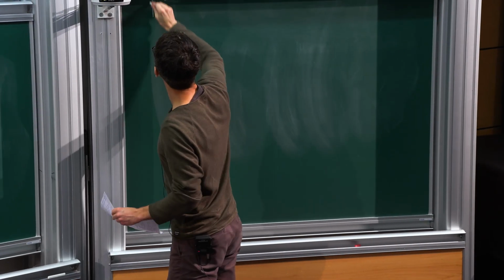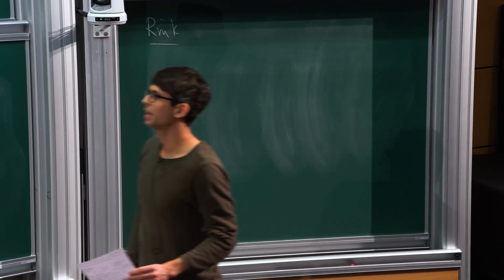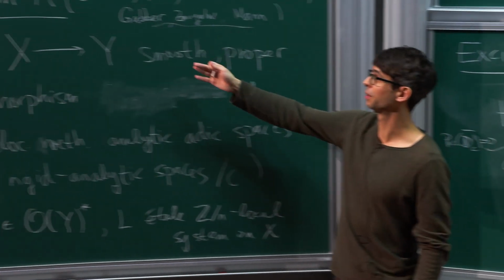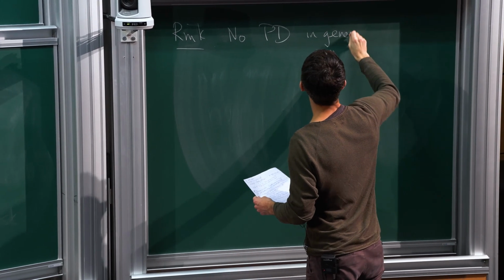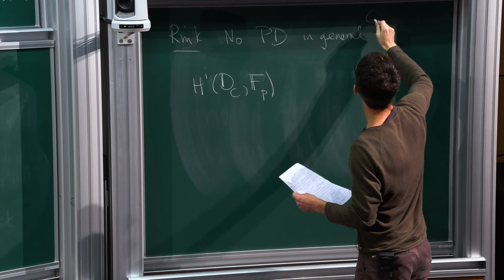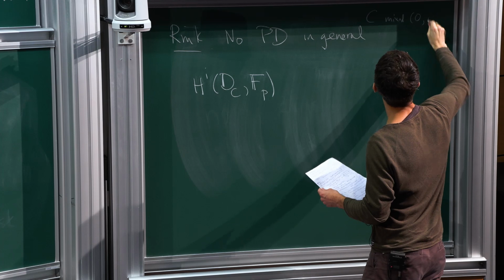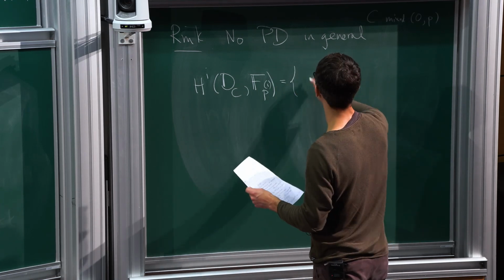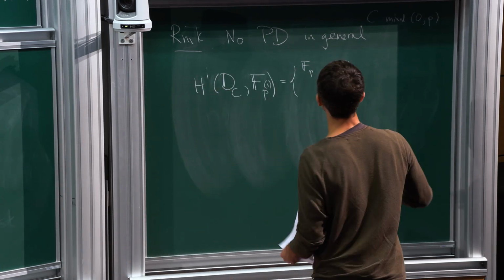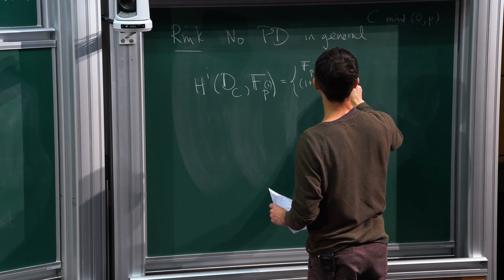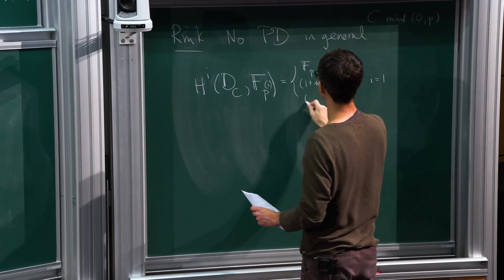Okay, maybe another remark that I should make is that this calculation over here also shows that there can't be any, at least naive form of Poincaré duality for these non-proper spaces. So in algebraic geometry, one can also make some statements if the morphism is just smooth. But here it's kind of difficult. So let me just summarize this. Let's just work over C of mixed characteristic (0,p) and take F_p coefficients. Then what a computation like this shows us is that this is F_p in degree 0, what we saw over there, degree 1, and 0 here.